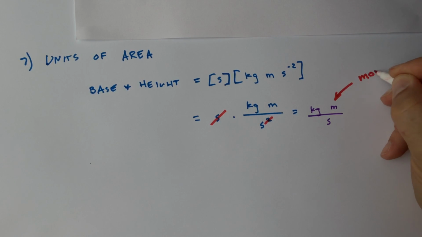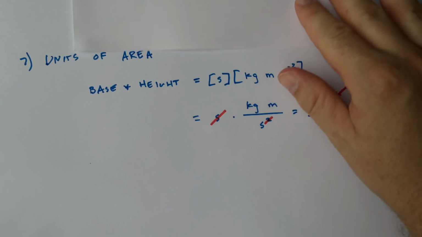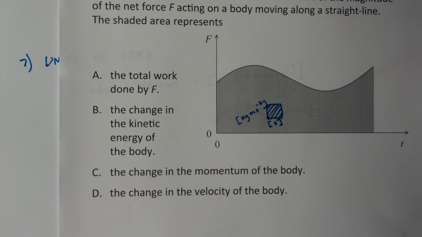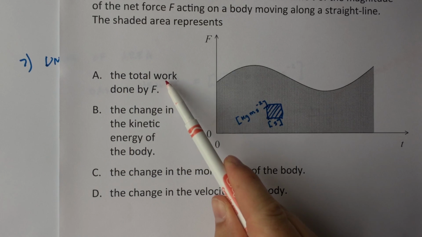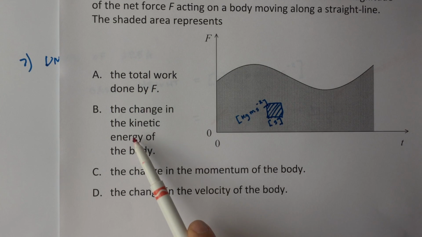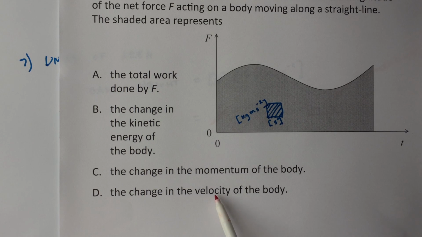So that is a measure of momentum. And then we could say that it's not work, it's not kinetic energy or some kind of energy, it's not velocity, it has to be momentum, because the units of it match the units of momentum. So 7, the answer is C, momentum. All right, great. That's the end of this video.